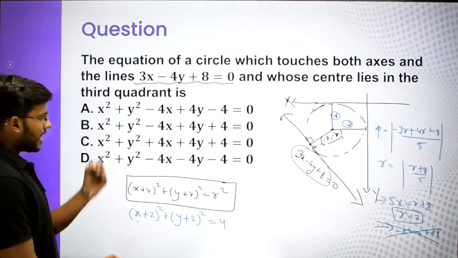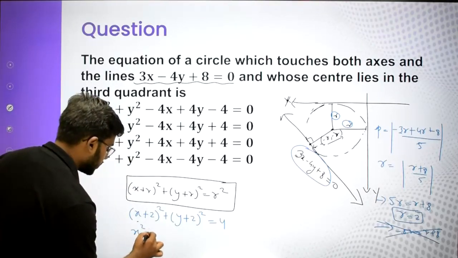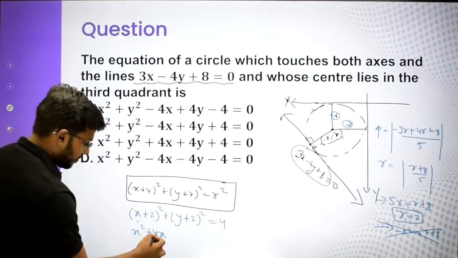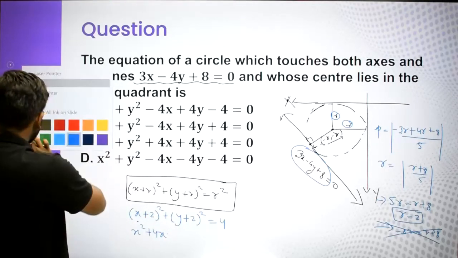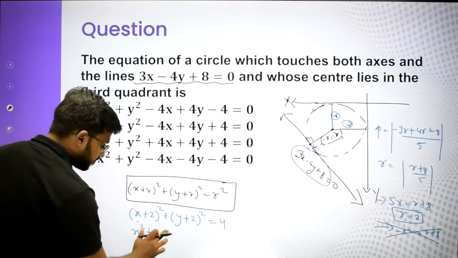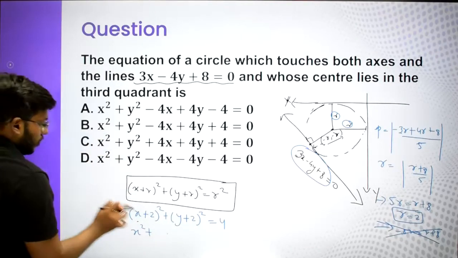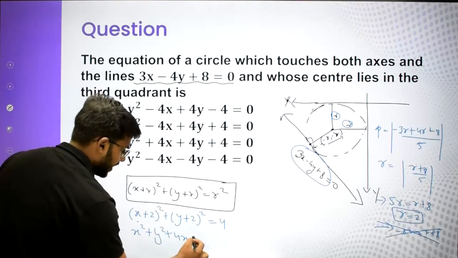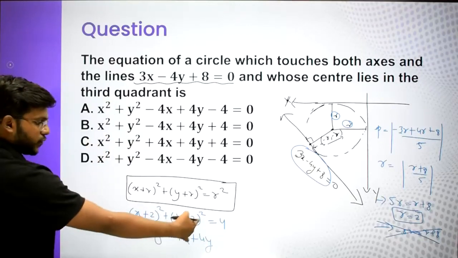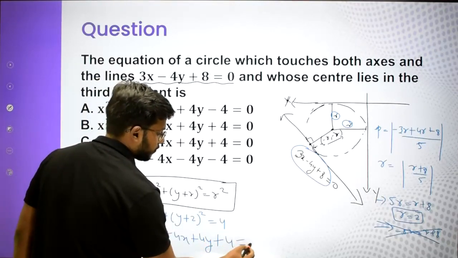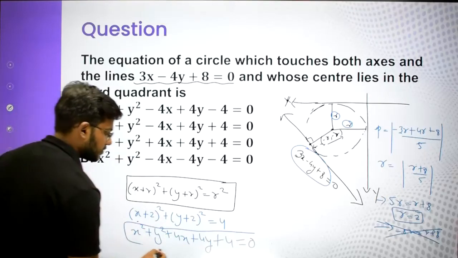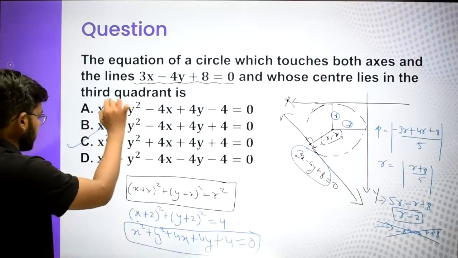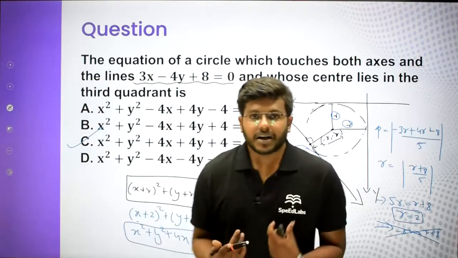Now you can just expand it and you will get your answer. So x square plus 4x, basically x square plus y square. Here you will get x square plus y square, then 4x, then 4y, and 4 plus 4, 8 minus 4, so that will be 4, equal to 0. So this is my equation of circle. So which option is correct? I think C. Yes, so option C is the correct answer over here.